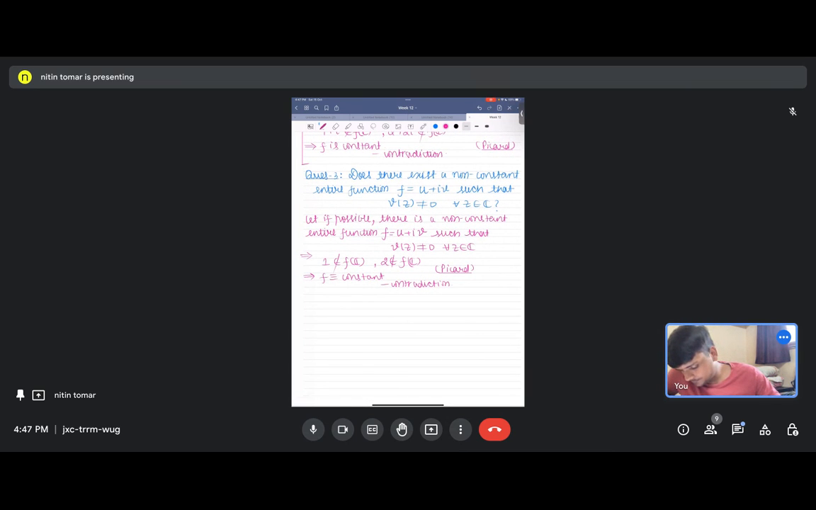Okay. Now I want to. Do you have any doubts now? Sir, if there exists a non-constant entire function which is bounded on both the real axis and the imaginary axis. Yeah, bounded on the real axis.